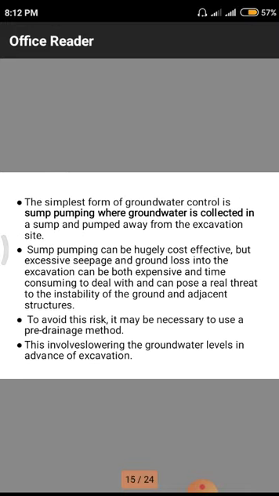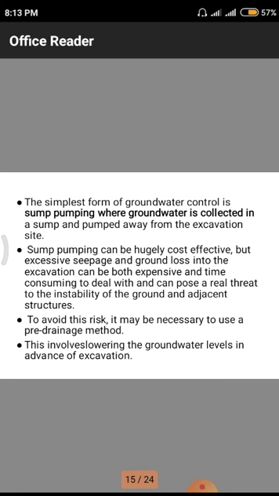The simplest form of groundwater control is sump pumping, where groundwater is collected in the sump and pumped away from the excavation site. Previously we discussed the different types of sumps we use, like the PVC sump; PVD, polyvinyl drains, are also an example of sump pumping. Sump pumping can be very cost effective, but there is excessive seepage and ground loss into the excavation areas. To avoid the risk, it may be necessary to use pre-drainage methods.